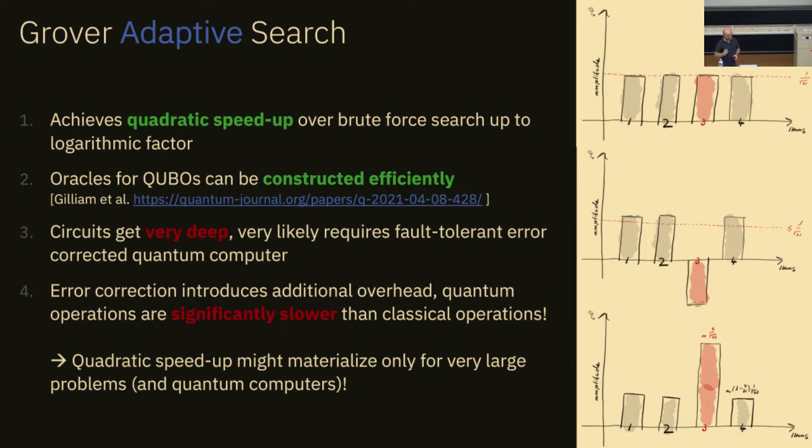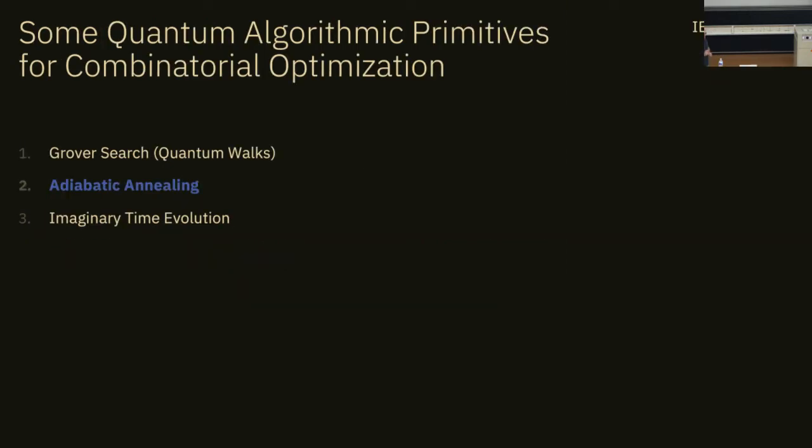All right. So much about Grover adaptive search. I think it's very interesting from a theoretical point of view, but it will take quite a while until this has any practical implications. Okay. Now, the next one is adiabatic annealing.